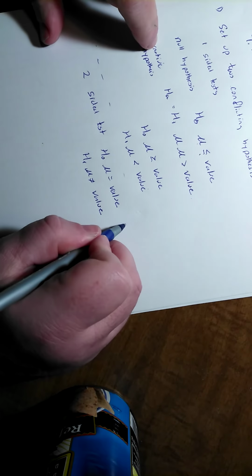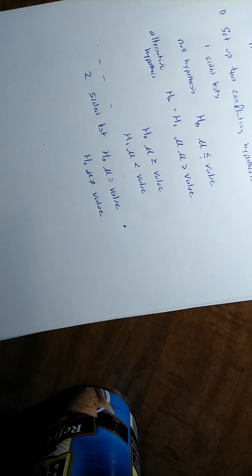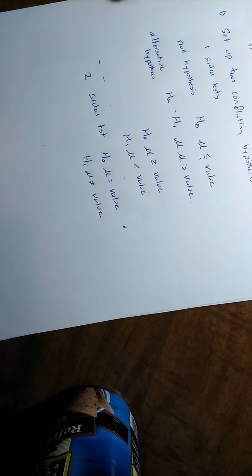If you're ever in doubt, the 2-sided test is a more robust test than the one-sided test. So if you're stuck, I would say run a 2-sided test. That way you'll cover yourself. It's a safer, more conservative way of doing this.